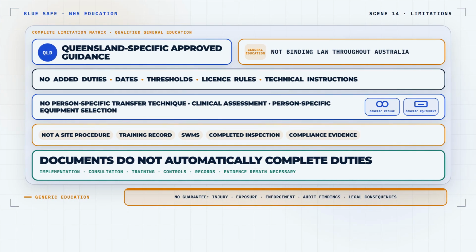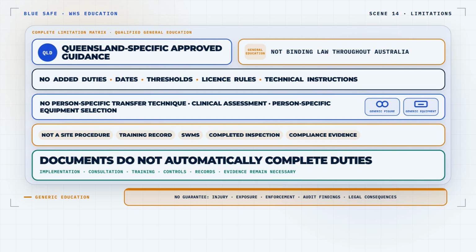This is general education based on Queensland-specific approved guidance. It is not binding law throughout Australia. It does not add duties, dates, thresholds, license rules or technical instructions. It does not provide a patient-specific transfer technique, clinical assessment, equipment selection for a person, site procedure, training record, SWMS, completed inspection or compliance evidence.